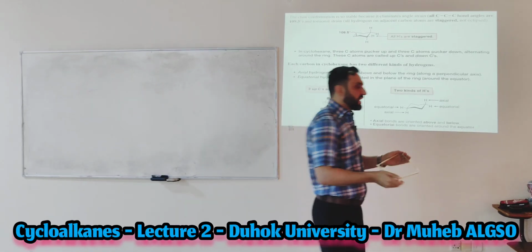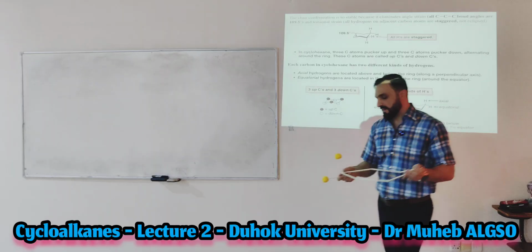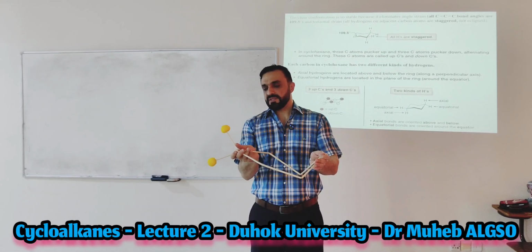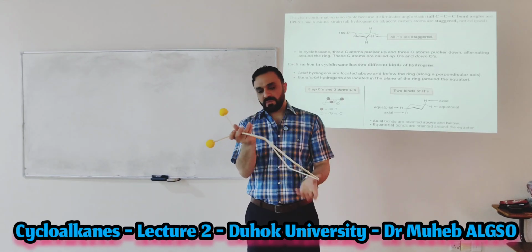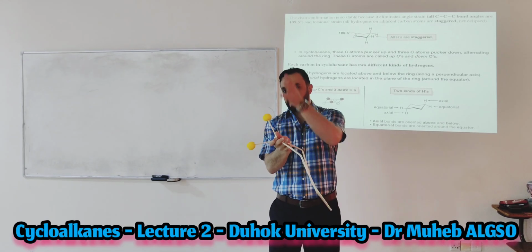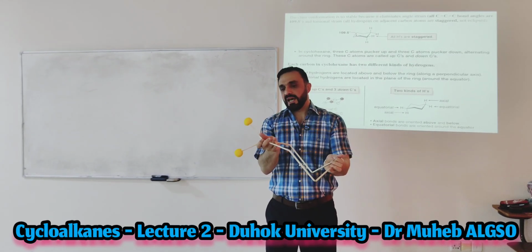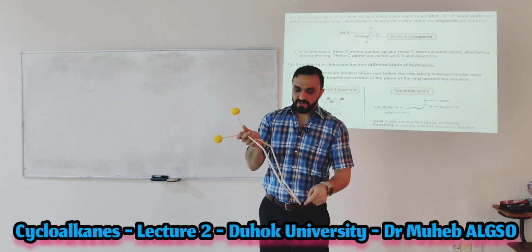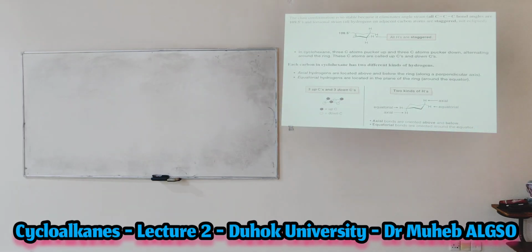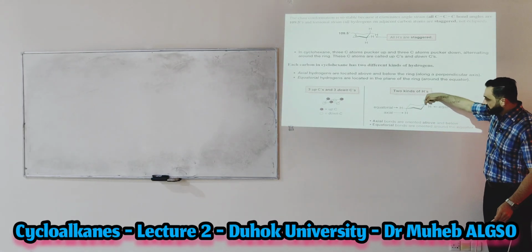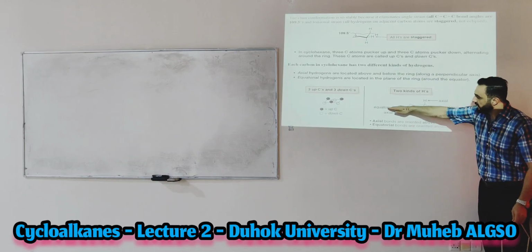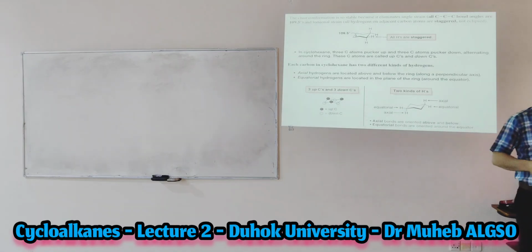This is the plane. So, the equatorial hydrogen will be with the plane of the molecule. Look, this hydrogen here will be equatorial with the plane. And this hydrogen will be axial hydrogen. For every carbon in cyclohexane, one hydrogen will be equatorial, and the other hydrogen will be axial. Axial means perpendicular to the plane of the molecule, exactly like that. And the equatorial will be with the plane of the molecule.